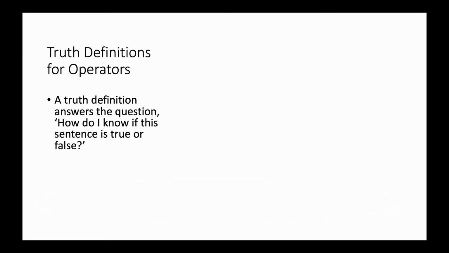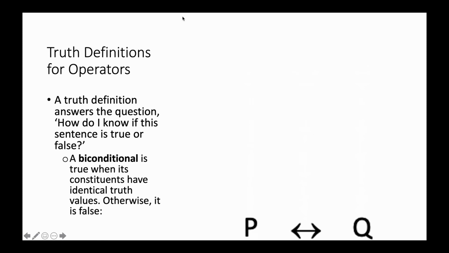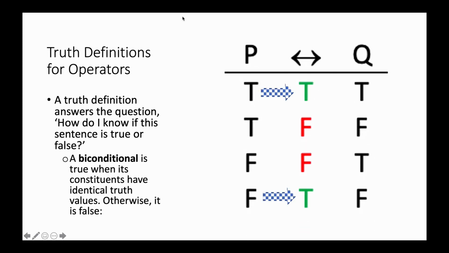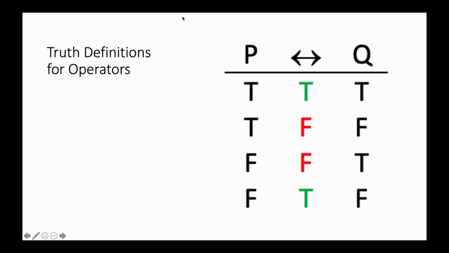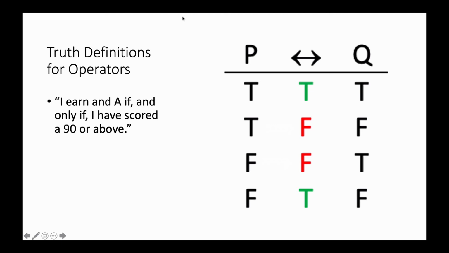One way we can think about the truth definition is in terms of an answer to the question, how do I know if the sentence is true or false? A biconditional is true when each of its constituents have identical values. Otherwise, it's false. Let's go ahead and look at an example to help us see what we're talking about.